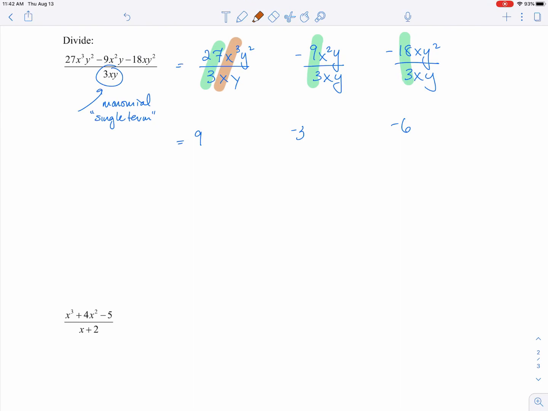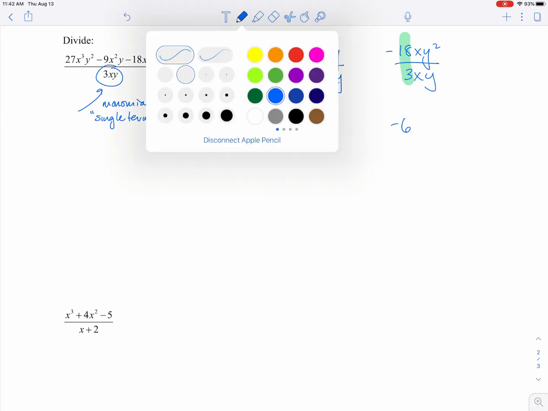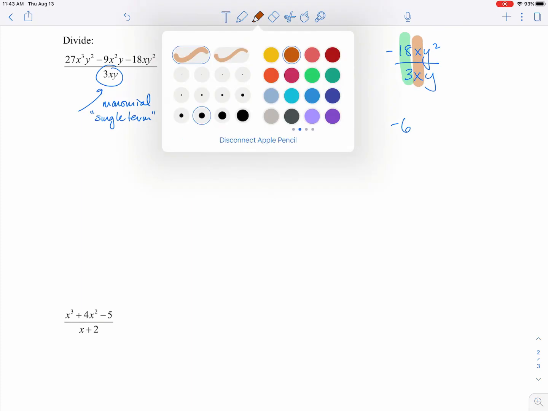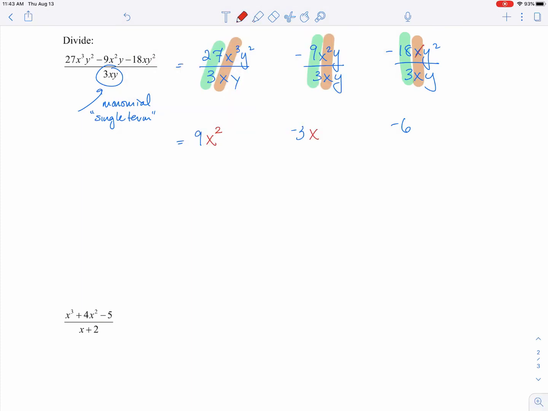We'll then go through here and clean up our x's. That's an x cubed divided by x is going to be x squared. We have x squared divided by x. That's going to be a single x. And we have x divided by x, which is going to cancel. And I'll just cross those out.